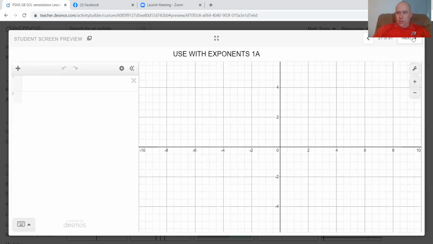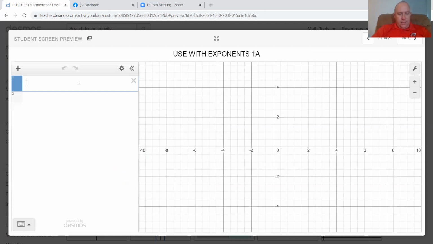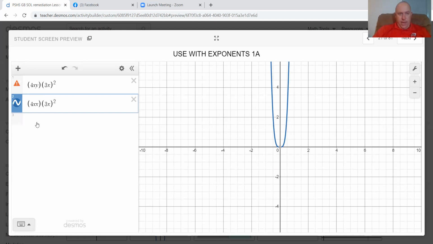There is a way of doing this on the Desmos calculator as well, if we want to. We can go ahead and type in the question here, the 4xy. It's a little time consuming. 4xy, and then it says 3x squared. There is a warning because we typed in a y here, and it doesn't like y's. So wherever you see a y, you can just go back and type in an x. I'm typing in the same question. Basically, I'm just making all the variables x.